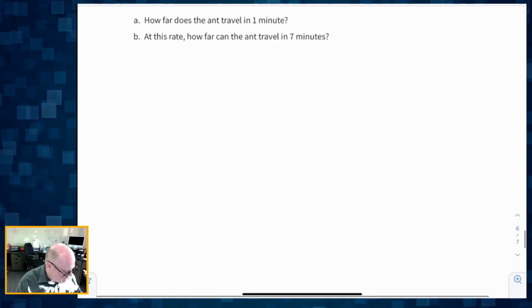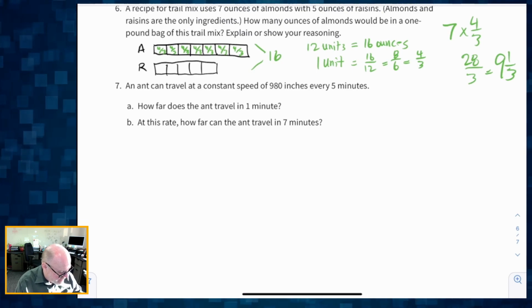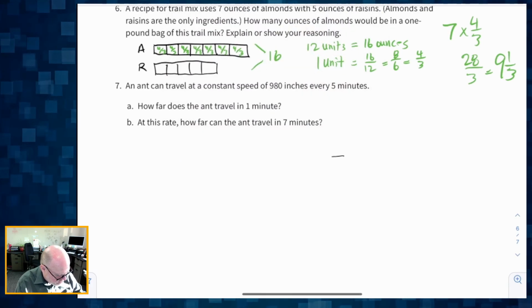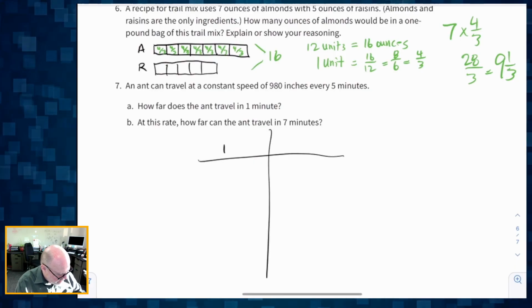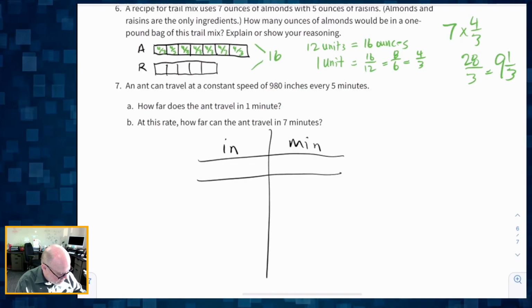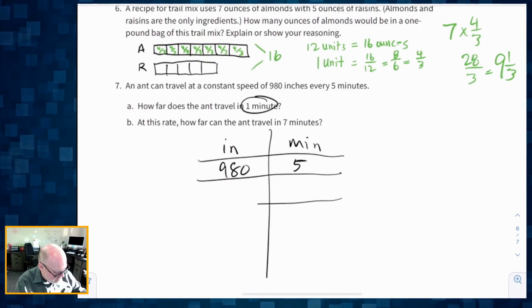And our last question. An ant can travel at a constant speed of 980 inches every 5 minutes. How far does it travel, and all that sort of stuff. So let's do it. Here's our table. We've got inches over here, minutes over here, and let's insert 980 inches in 5 minutes. How far does it travel in 1 minute?